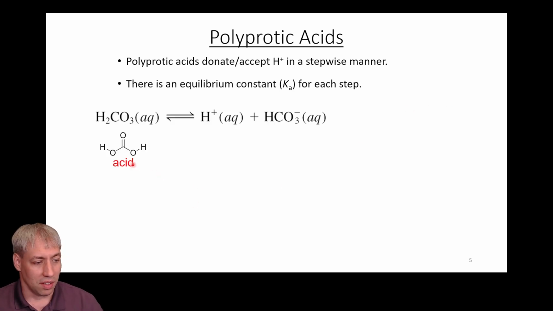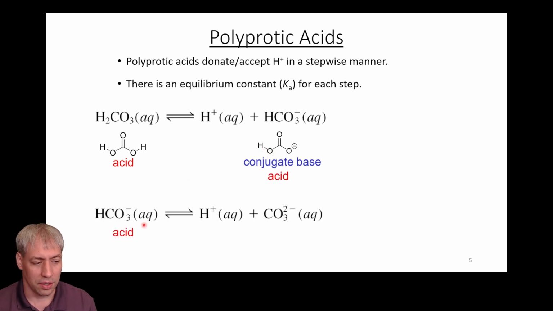Looking at carbonic acid here, this is H2CO3. There you can see the structure. It's essentially a mirror of two carboxylic acid groups. This molecule can donate one proton to give you HCO3-. That's the conjugate base. But this conjugate base still has an acidic group, so this can act as an acid. And so we can draw another equation where that acid gives up a proton to give the conjugate base.